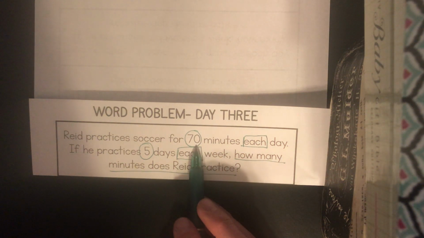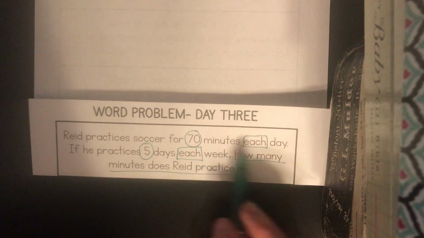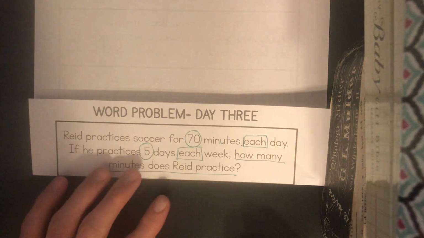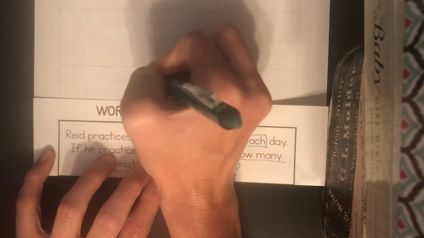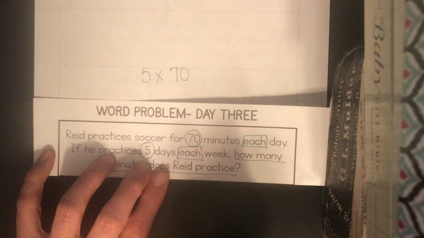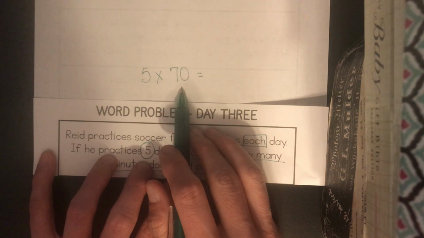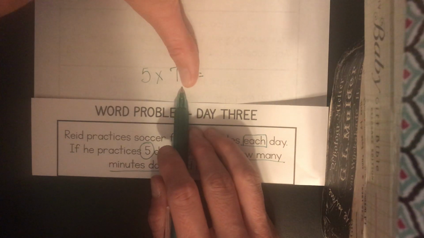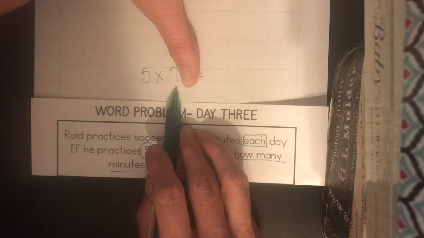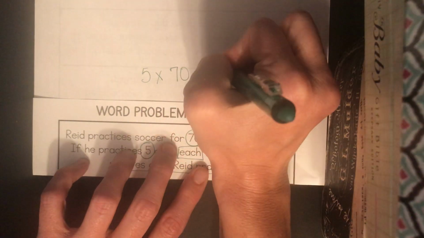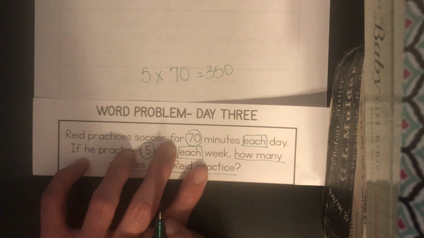So I'm thinking that we might have more than 70 minutes here. Because if it's 70 minutes each day and 5 days each week, I feel like he's going to do more than 70. So I'm going to multiply. So 5 times 70. Okay, I don't know that one, but I do know that 70 is a multiple of 10. So I know I can cover that 0 up and do 5 times 7, which is 35. But since it's a multiple of 10, I need to go ahead and add my 0 at the end. So it's 350 minutes.